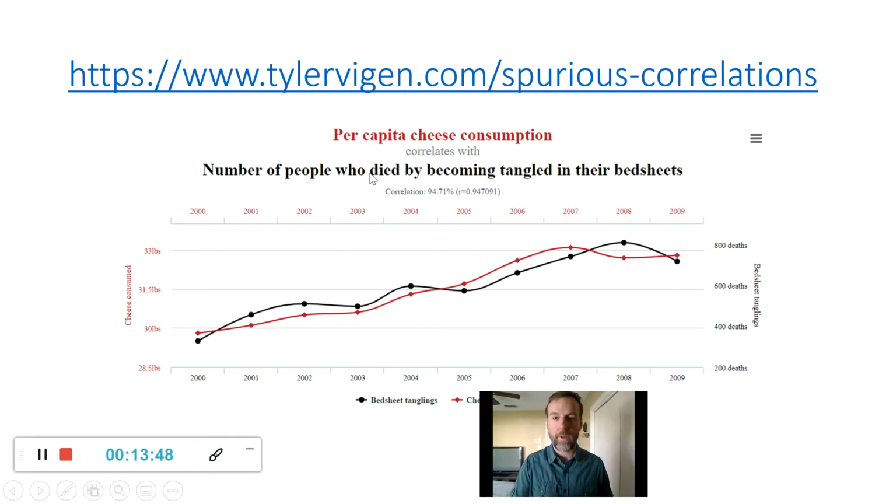So the first one here, the per capita cheese consumption has a strong linear relationship with the number of people who died by becoming tangled in their bed sheets. And those probably don't have a direct relationship. It's a spurious correlation. It's an indirect relationship. But here you can see the correlation value. The correlation coefficient is 0.95. And if you look at the data, you can see that's a really nice linear relationship.